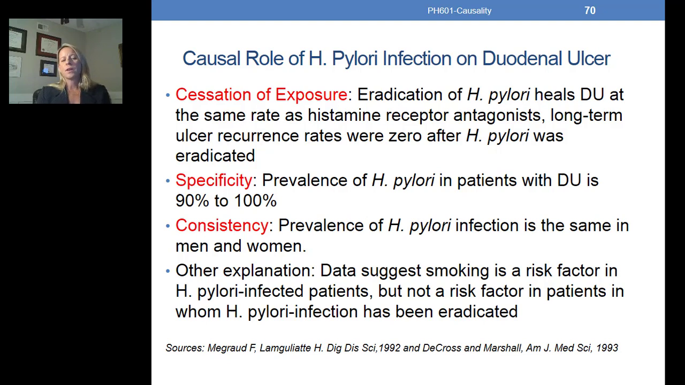And then as far as an effort to try to find another explanation for this relationship, there are data that suggest smoking is a risk factor for H. pylori infected patients, but it's not a risk factor in patients for whom the H. pylori has been eradicated. So in that instance, smoking may be an additive factor, but the removal of that factor doesn't stop the presence of the duodenal ulcer. So it doesn't rule out the H. pylori relationship with the duodenal ulcer.